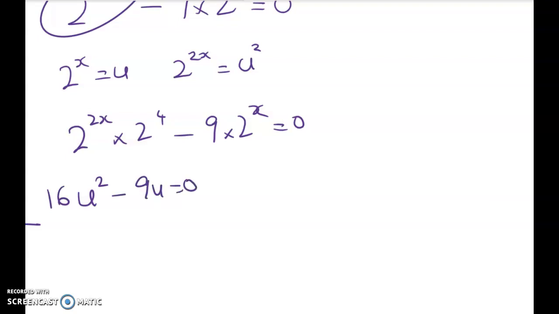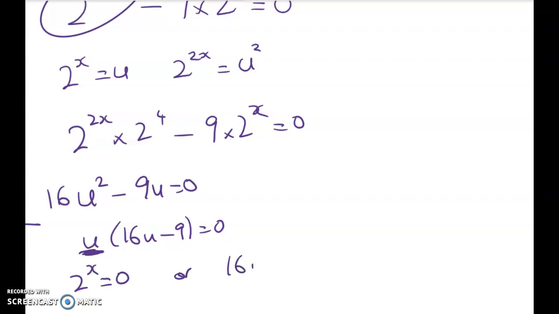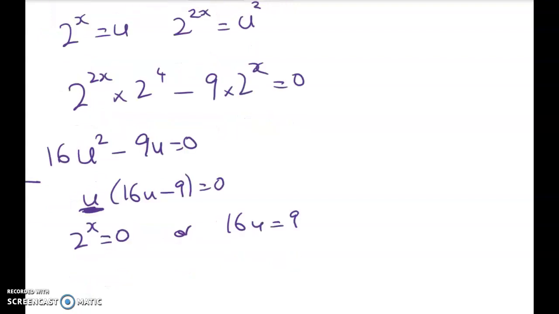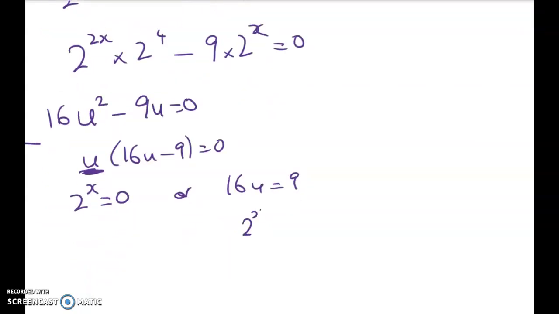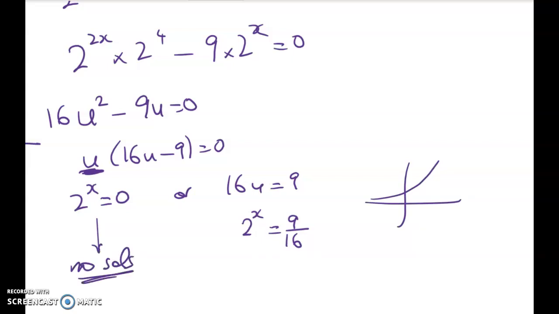So this looks really easy, but it turned out to me to be just a little bit more work than what I did when I did it my way. So we've got u into 16u minus 9 equals 0. That gives me u equals 0, so 2 to the power of x equals 0, or 16u equals 9. So 2 to the x is equal to 9 over 16. So in here, there are no solutions to that equation, right? So that's not giving me anything valid. We need to reject.